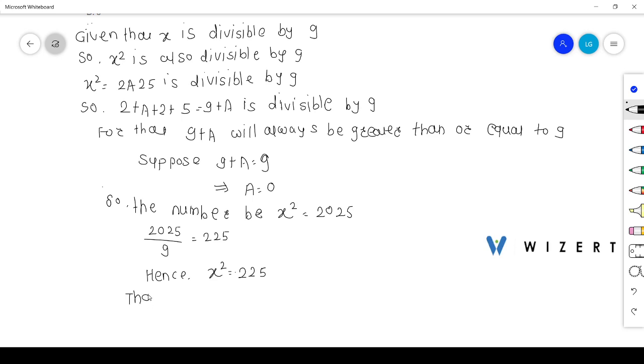That is, x square equals 2025. That is, a represents number 0. Hence, our correct option is option A, which is 0.